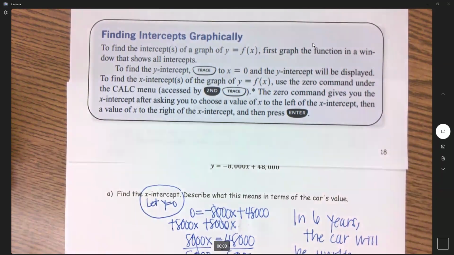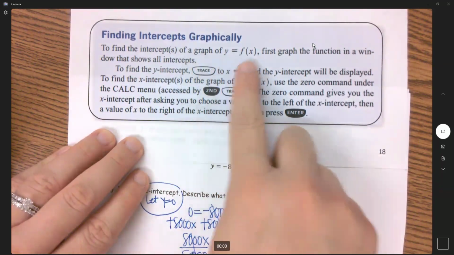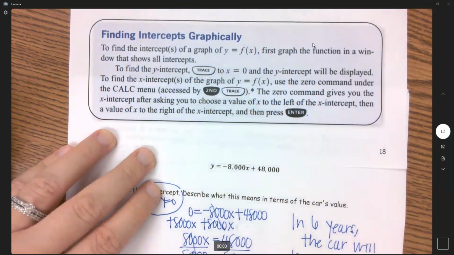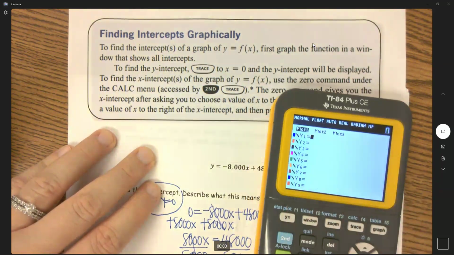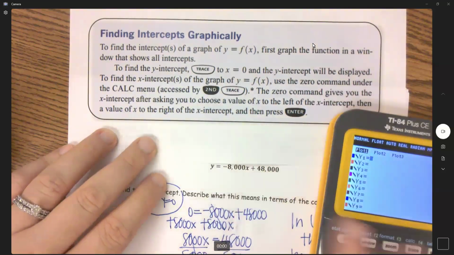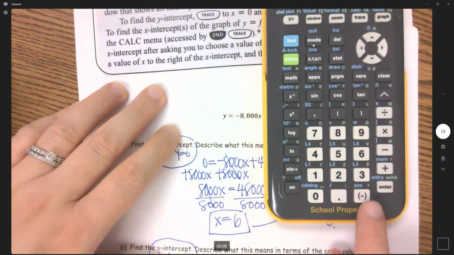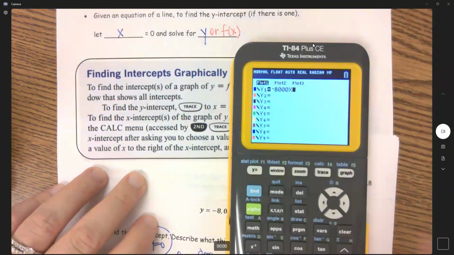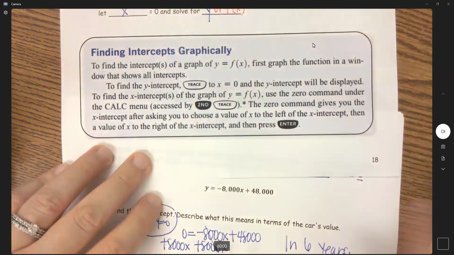All right, so if we wanted to find the intercepts, the first thing it says to do here is to graph your function. First, graph the function with a window that shows all intercepts. So if I come in here and go to my y equals, clear out my y1, and enter my equation right here. Negative 8,000, so we did hit the negative button first, X, plus 48,000.